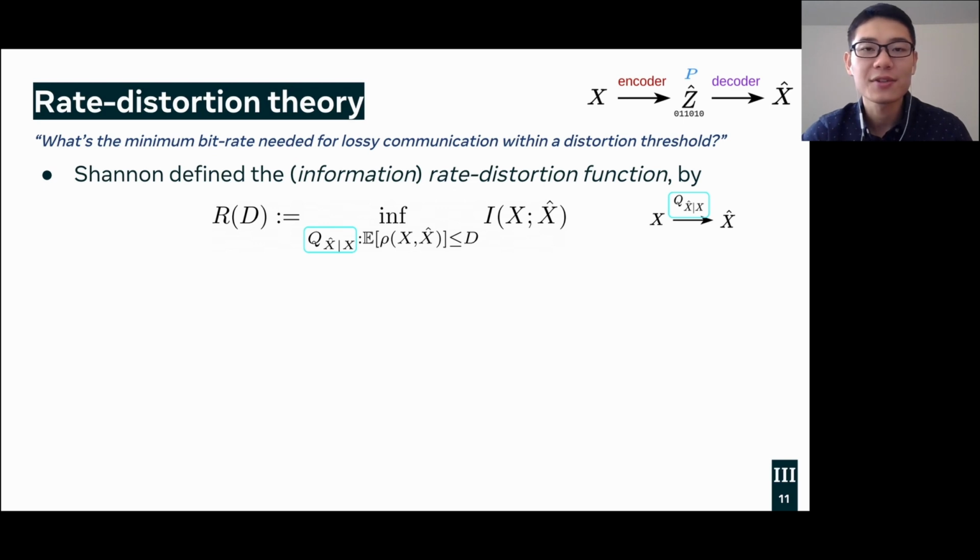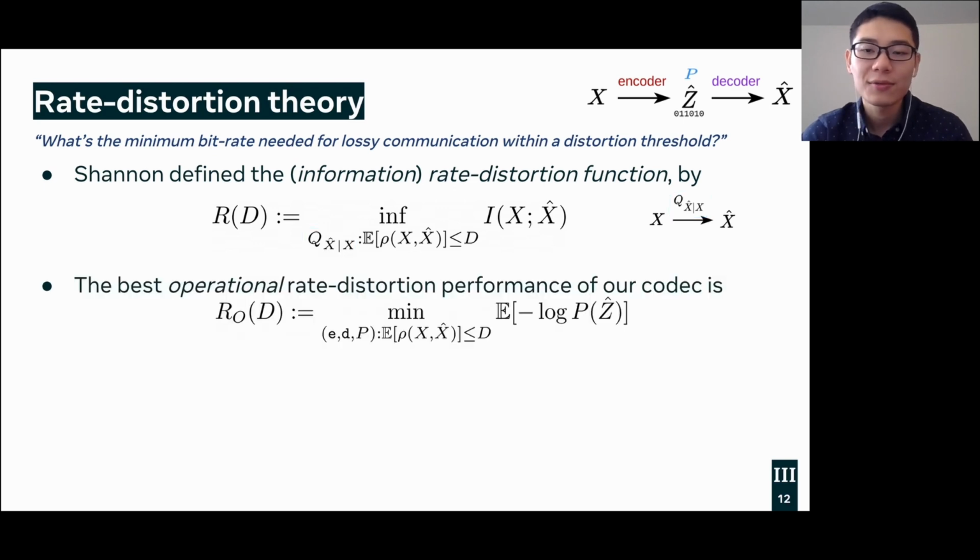And for a given distortion threshold d, the rate-distortion function finds the minimum of this mutual information over all the stochastic maps that satisfy the distortion threshold. Borrowing this constraint optimization idea, we can define the operational rate-distortion performance of our codec in a similar way. But this time, we'll minimize the actual code length instead of the mutual information.